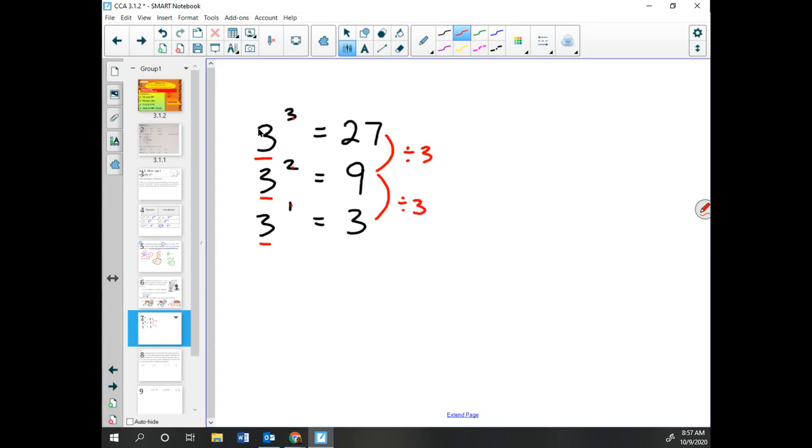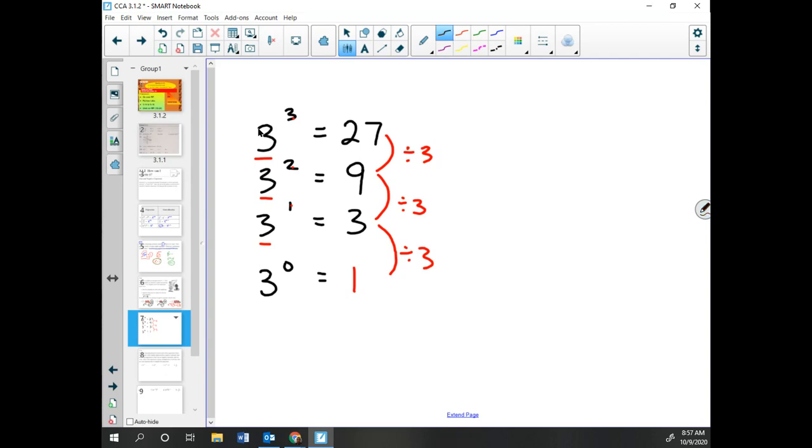So, if we were to continue this pattern, the very next value below would be 3 to the power of 0, because we just subtracted. And if I continue the rules on this side, I divide by 3 again. 3 divided by 3 is 1. Oh, cool, check it out. 3 to the power of 0 is 1. That's another way to prove that anything to the power of 0 equals 1.